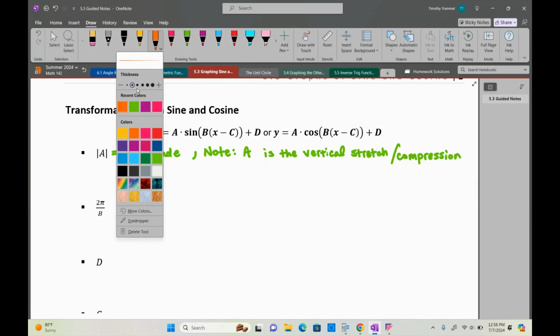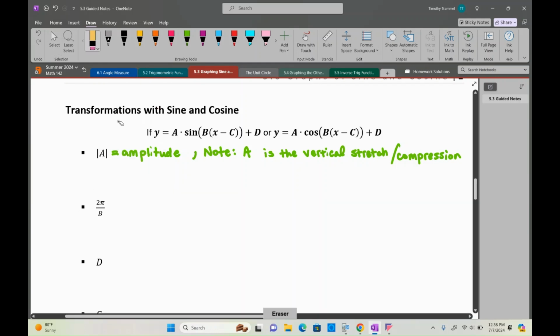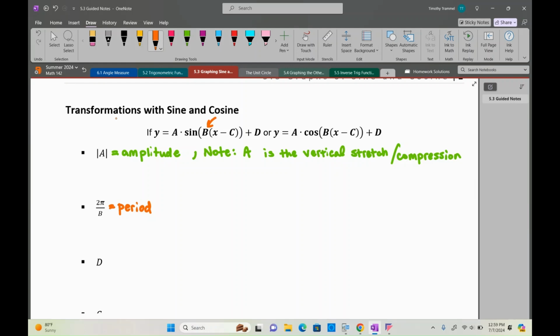But let me use a little bit bigger marker here. There we go. So this b right here, you can see it's in front of the x. So this b here is always either going to cause a horizontal stretch or a horizontal compression. But you might remember this works the opposite way that you would think.